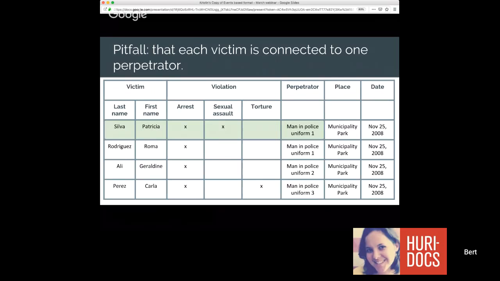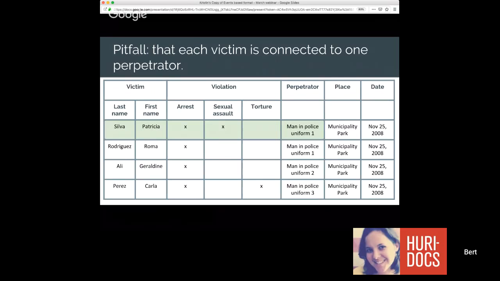So this is the same for each act in this case. If I look at the arrest of Silva, Rodriguez, Ali, and Perez, I see that it's related to the event. This is one type of relationship hub up here, the other acts that it's related to in relation to the event. But if I scroll down, I can see a few other relationship hubs, where one explains that this perpetrator, the man in police uniform 3, is involved in this act as well as this victim.